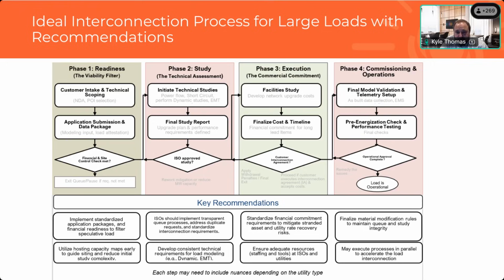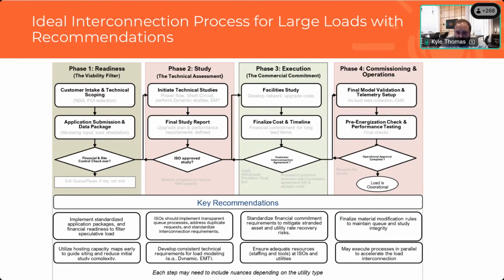And then you get into the commercial commitment of understanding, okay, we've done the studies, what network upgrades, interconnection costs exist, finalize all those, and the timeline for how long, depending on the type of service being sought out. You get into that final step, the interconnection agreement, and you move into the commissioning and operations. And so throughout that whole aspect, those key recommendations at the bottom are some of the key items that we've highlighted that need to get addressed throughout each of these steps.